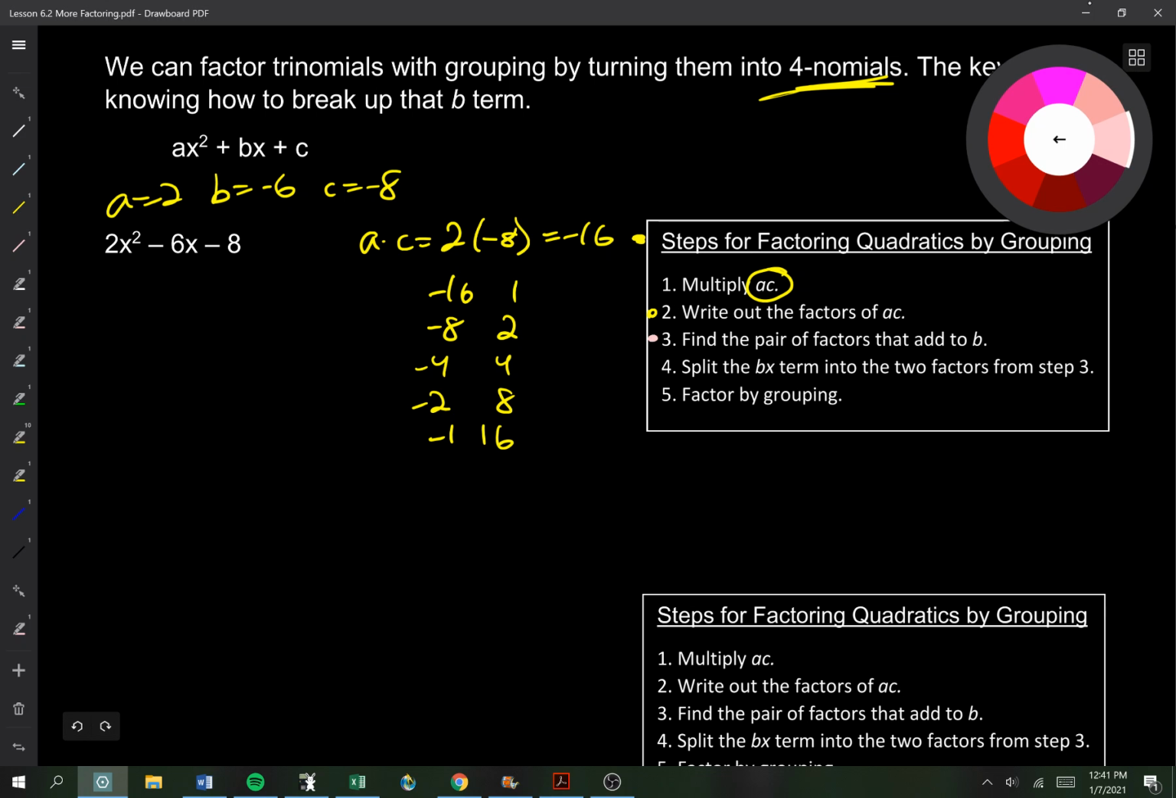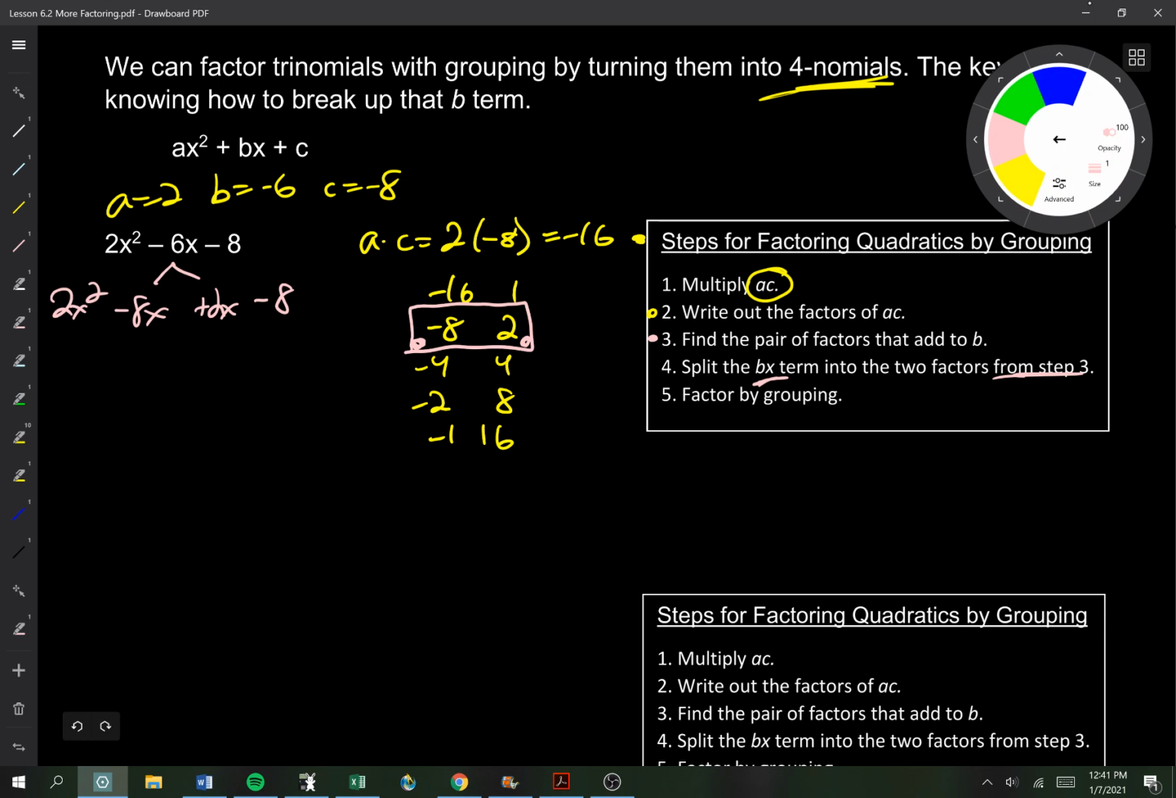Step 3 is to find the pair of factors that add to b. I want to find something that adds up to negative 6. Negative 8 and 2 add up to negative 6. So negative 8 and 2 are the two values I'm going to use to split this b term. So bx is going to split into the two factors that I just got. What that means is this negative 6x is going to become negative 8x plus 2x. The minus 8 and the 2x squared are still there, and I've now made a four-termed expression out of this three-termed expression. And it's a very special four-termed expression because it can factor.